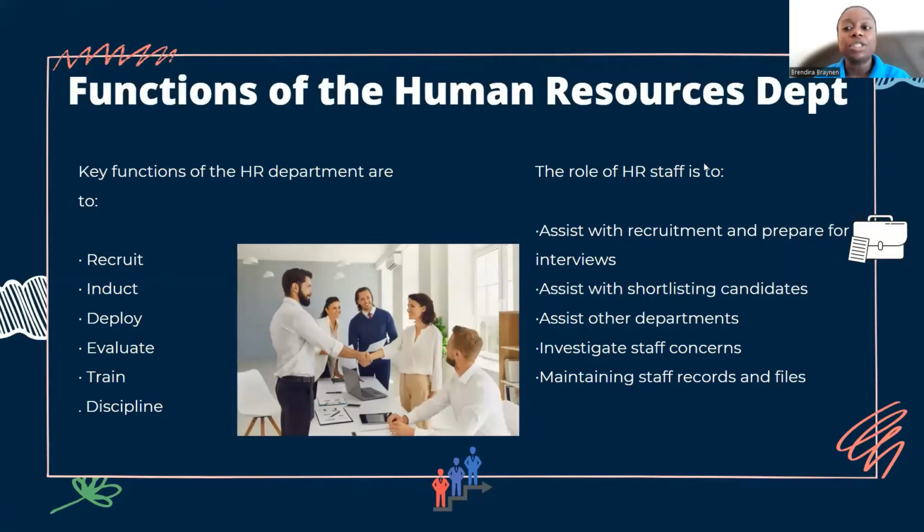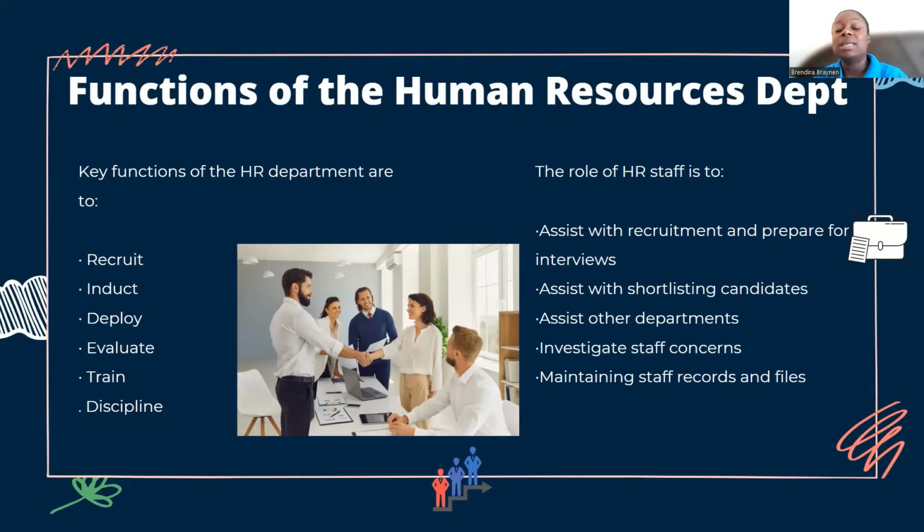Here we have the functions of the Human Resources Department, also called HR. Key functions of the HR department are to recruit, which is to find individuals to be hired for specific roles; induct, which is to perform orientation and make sure that the new individuals hired are comfortable in their environment, are being trained, and are being taught what they are supposed to be doing; and deploy, which is sometimes sending persons from place to place or from department to department based on their training and the skills that they need.